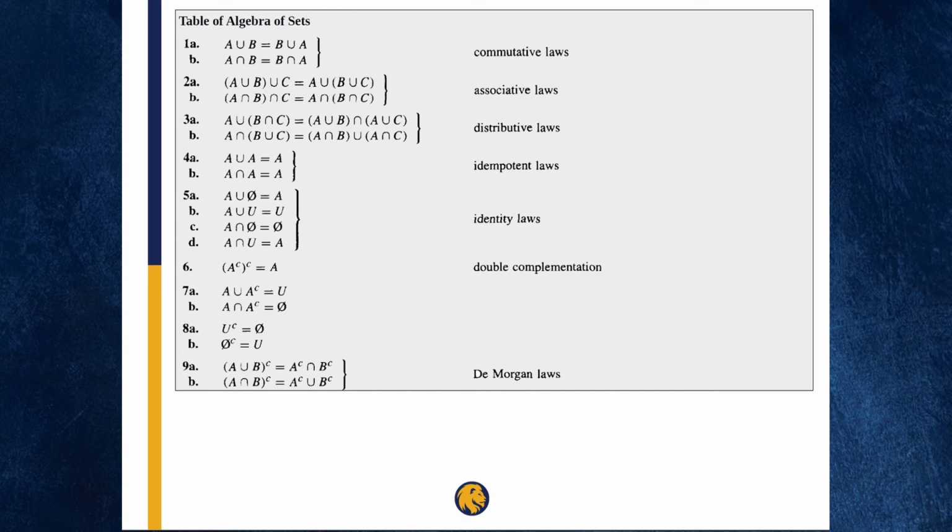A lot of properties that held true in algebra will also hold true for set operations, in particular union, intersection, and complement. So I'll highlight a few of them here. One of them is the commutative law. Union and intersection are commutative operations, we can call them. In other words, we can reverse the order, say A union B is the same as B union A.